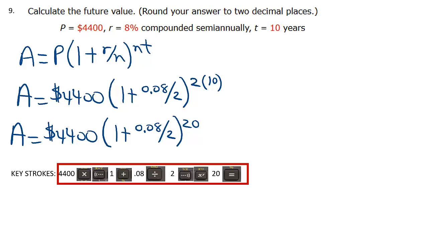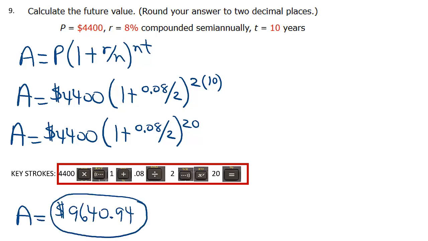Put in the 4,400, you've got an implied multiplication, so hit times, you've got a left paren, and then you've got 1 plus, then you have 0.08 divided by 2, then you've got a right paren, the 20 is in the exponent, so you want to hit the power button, type in 20, and hit equal to, and when you do that, you'll find that the future value is $9,640.94 to the nearest cent.